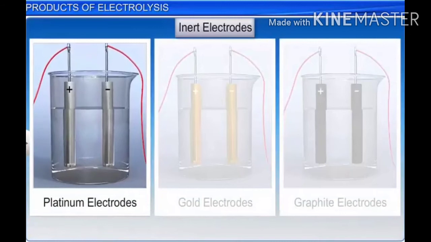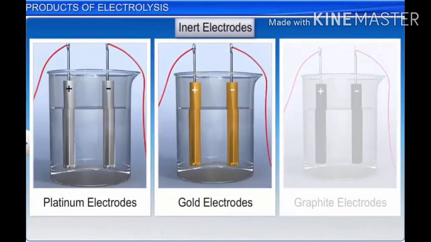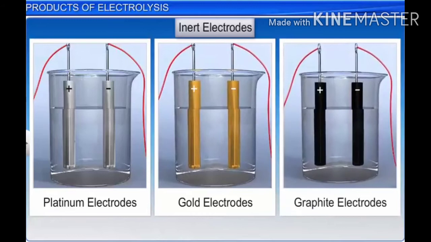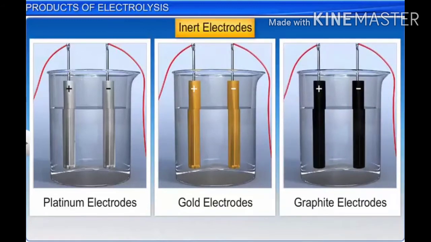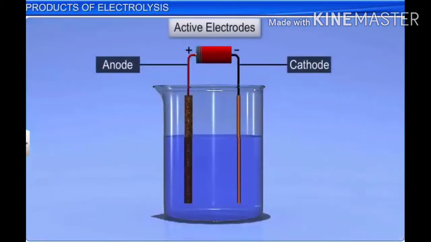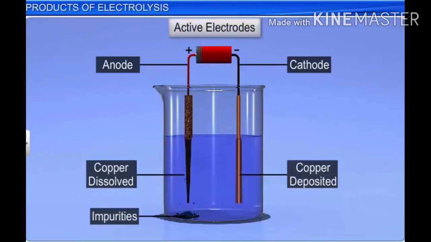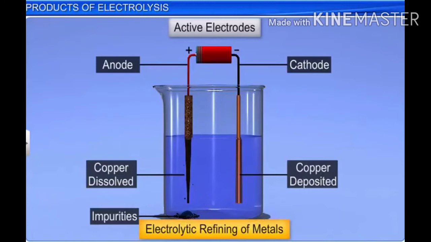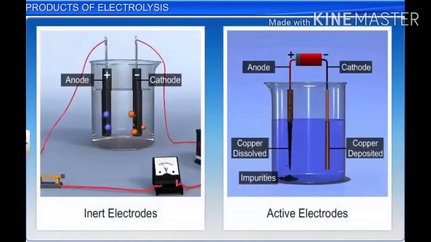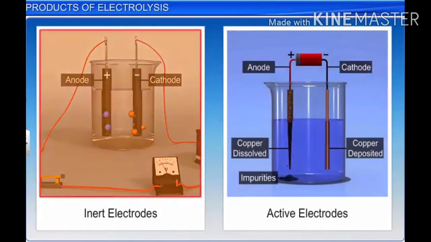Platinum, gold, or graphite electrodes are commonly used as inert electrodes. On the other hand, active electrodes do participate in the chemical reaction. Active electrodes are used in the electrolytic refining of metals, which we discussed earlier. Thus, we can conclude that the products of electrolysis may be different for reactive and inert electrodes.